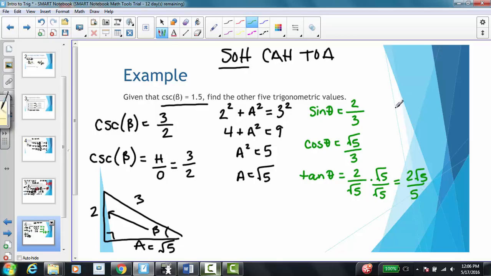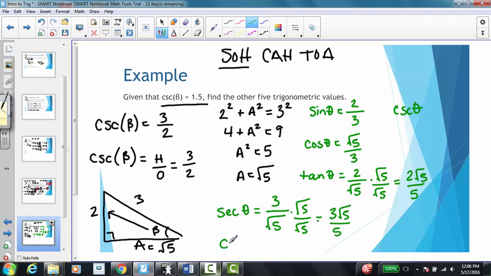We already have cosecant theta, so we need to find secant theta. Secant theta is the reciprocal of cosine. So here's my cosine, and I take the reciprocal of that, and I get 3 over root 5. Don't leave that radical in the denominator, so I get 3 root 5 over 5. And last but not least, cotan theta, the reciprocal of tan theta. So I have adjacent root 5 over my side opposite 2.